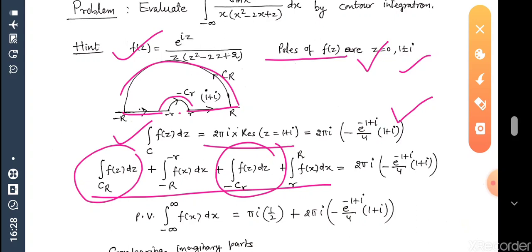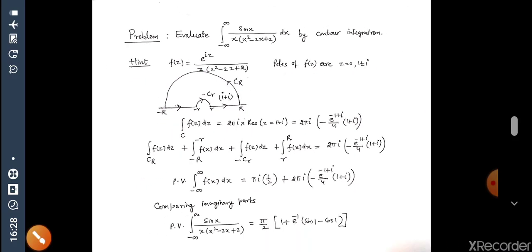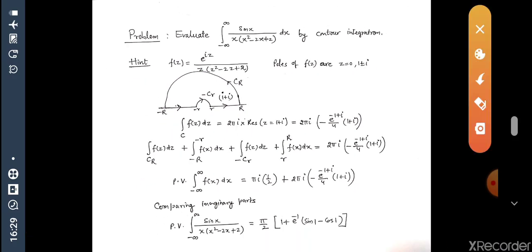First we calculate the residue at z equal to 0, and the value of the residue is half. So pi iota into pi into half are the values, and finally we get the value of this integral on comparing the imaginary part of this integration on both sides.